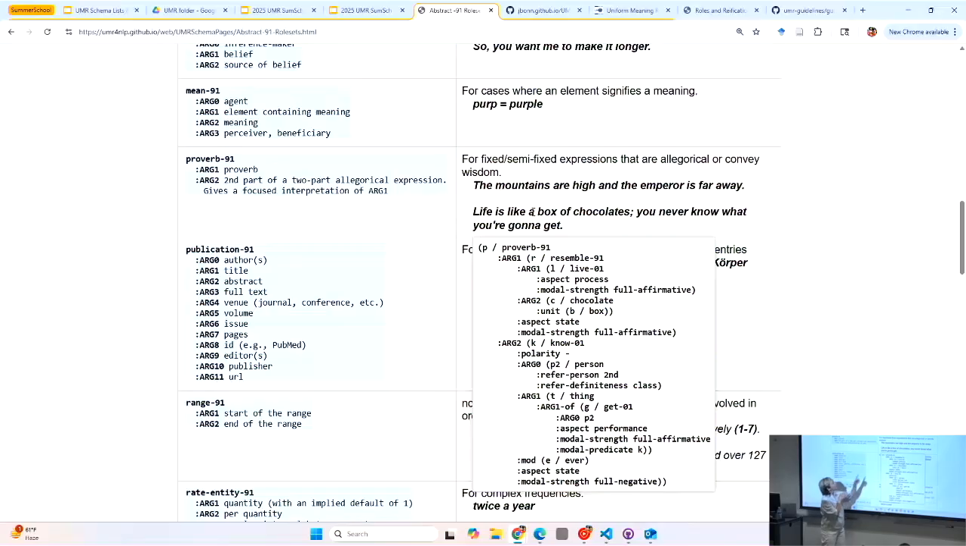The reason there are two arguments for proverb is things like this, and also I don't remember what they're called in Chinese, but it's a common kind of proverb in Chinese, where you have the first phrase and then a second phrase that gives you more information about how to interpret the first phrase. But yeah, very much like life is like a box of chocolates. You never know what you're going to get. Yes.